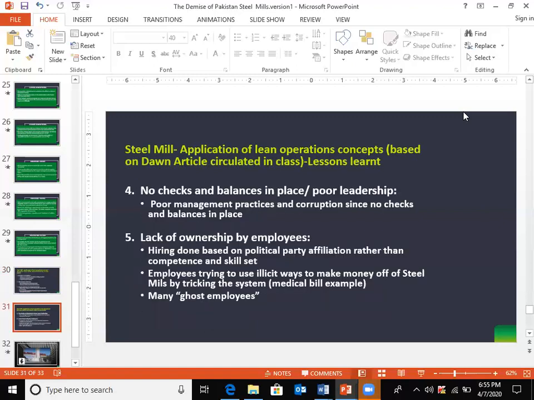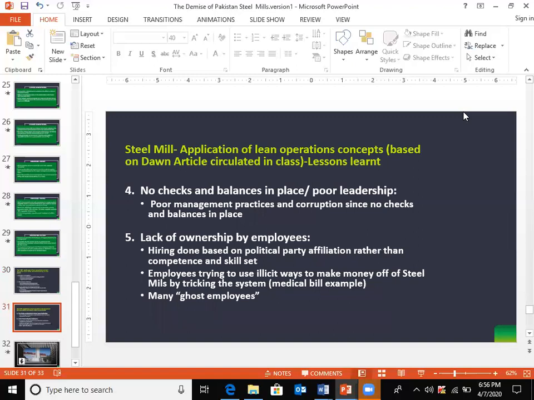The fourth reason is that there were no checks and balances in place, and there was poor leadership, poor management practices, and a lot of corruption. This corruption was because there were no really good systems in place. And so there was not a lot of transparency, and there wasn't a lot of visibility, in general, along the supply chain of what was going on. And so corruption became very easy to do.